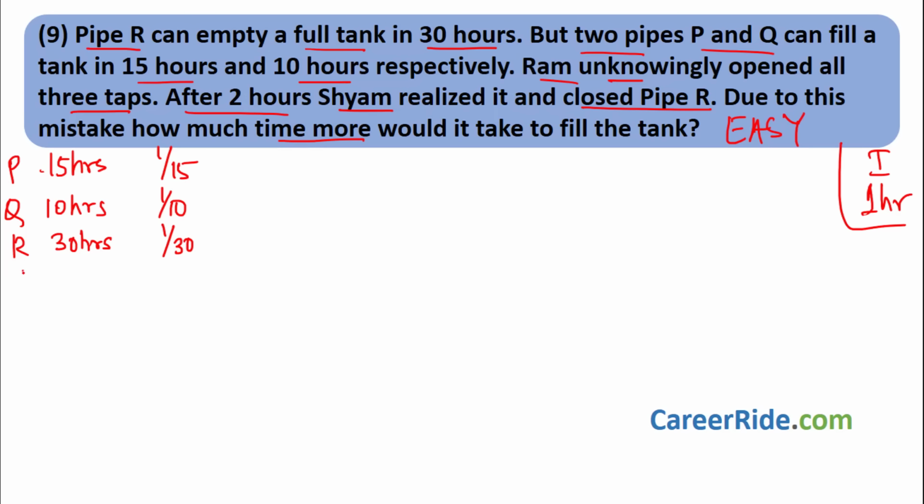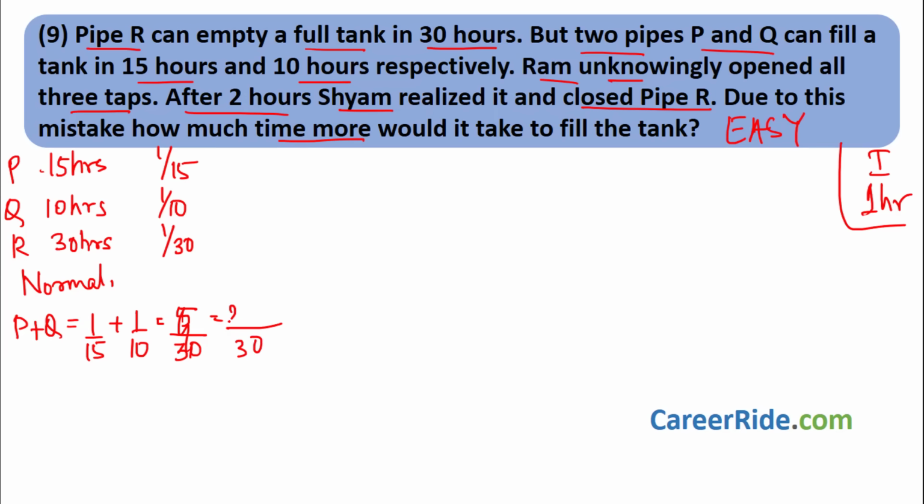Now in normal conditions, if we want to fill a tank, we will just open P and Q and they will fill the tank. Why would we open pipe R, which empties the tank? So normally we will just open P and Q. In 1 hour, how much work is done by P and Q? It would be 1 hour work of P plus 1 hour work of Q, that is nothing but 5 upon 30. How do we get 5 upon 30? I'll just explain. LCM is 30.